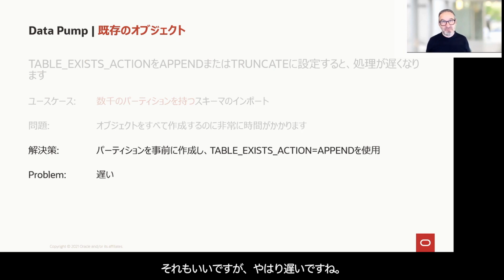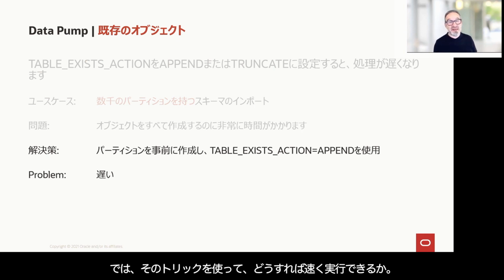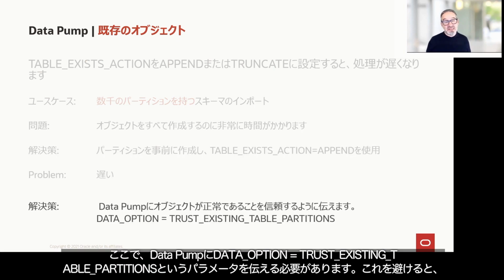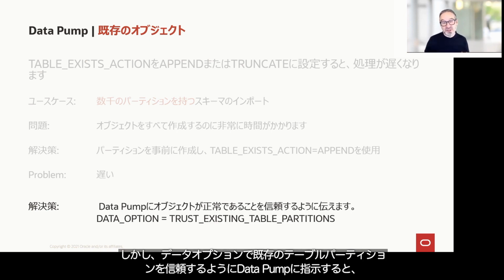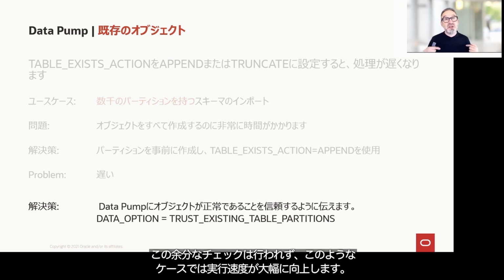It's still slow. So how can we use that trick and then make it run faster? And here we need to tell Data Pump the parameter data option equals trust existing table partitions. Because if you avoid that, then Data Pump still runs a check for every partition and tries to match that with the information in the dump file. But when you tell Data Pump with data option trust existing table partitions, it will not do this extra check, and then it runs significantly faster in such cases.